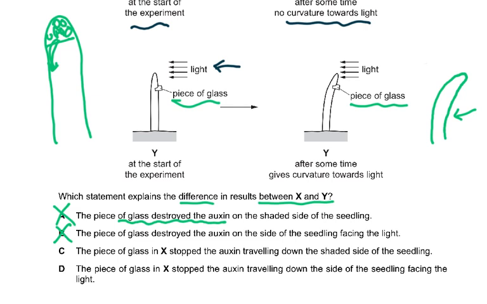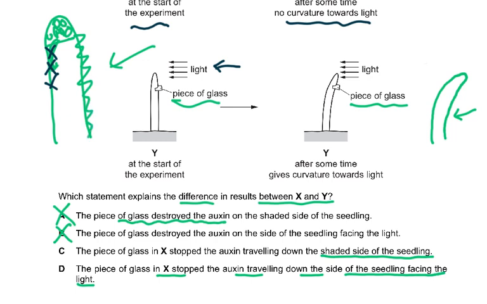The piece of glass stopped the auxin traveling down the shaded side of the seedling. The piece of glass stopped the auxin traveling down the side of the seedling facing the light. If the light is from this side, the auxin is on this side, away from light. It is not on the side towards the light; there is no auxin on that side. So that is why the answer is C. The piece of glass in X stopped the auxin traveling down the shaded side of the seedling.